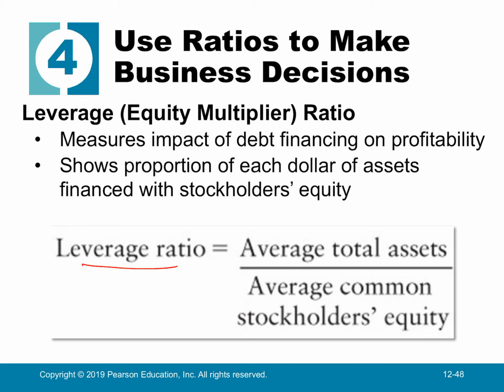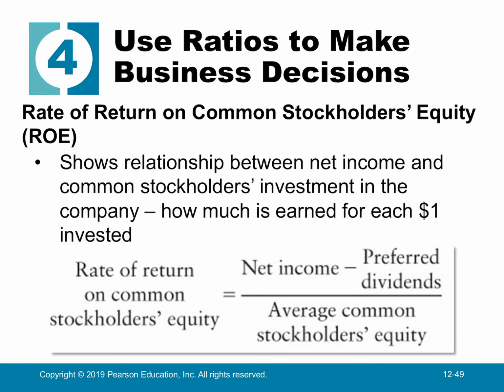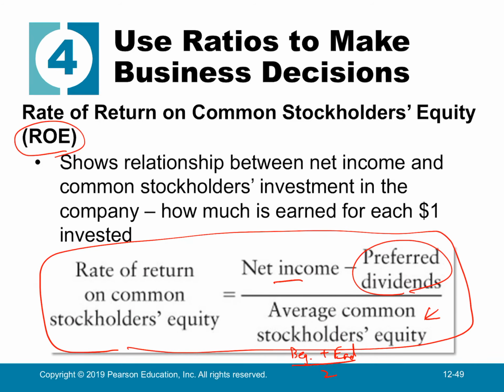And then we have the leverage ratio, where we take our average total assets divided by average common stockholders' equity. So this is really showing the proportion of each dollar of assets that we financed with stockholders' equity versus liabilities, right? And again, our rate of return on common stockholders' equity, or return on equity, we can calculate by just taking net income, subtracting preferred dividends, dividing by average common stockholders' equity. Just a reminder, beginning plus ending divided by 2. So we can use DuPont analysis, or we can just directly go and calculate it here.